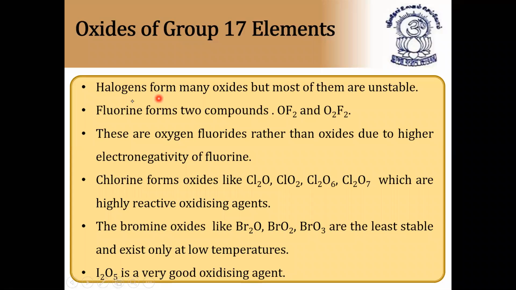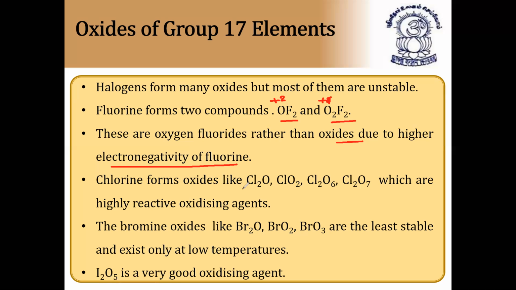Oxides of group 17 elements. Halogens form many oxides, but most of them are unstable. Fluorine forms two oxides, that is O2F2 and OF2. In OF2, the oxidation state of oxygen is +2, and in O2F2, the oxidation state of oxygen is +1. Even though oxygen is a non-metal, it shows positive oxidation state only with fluorine, because fluorine is more electronegative than oxygen. This point we have already discussed in group 16 elements. These are oxygen fluorides rather than oxides due to higher electronegativity of fluorine.